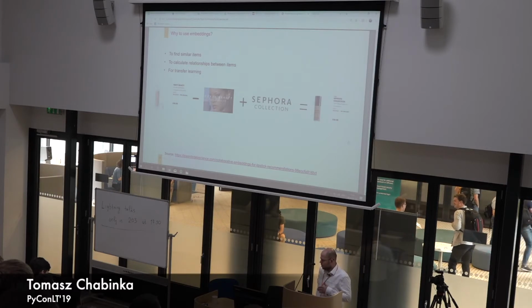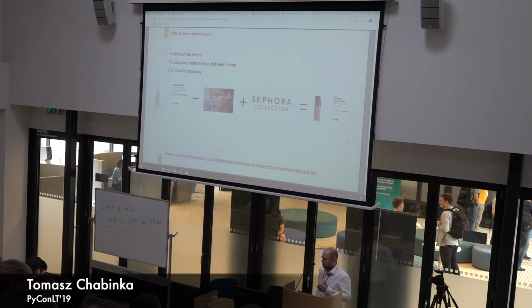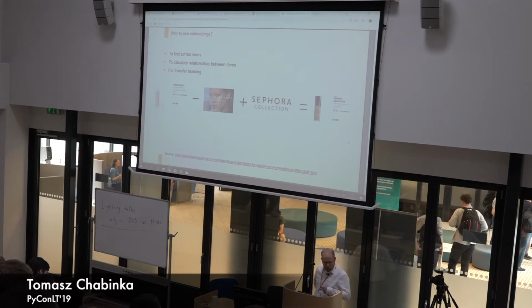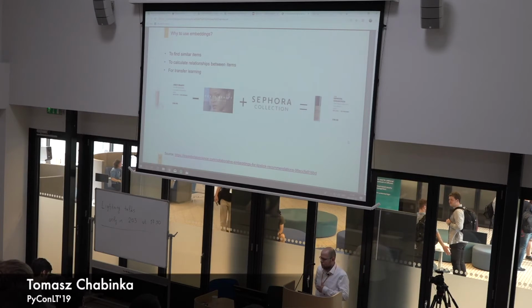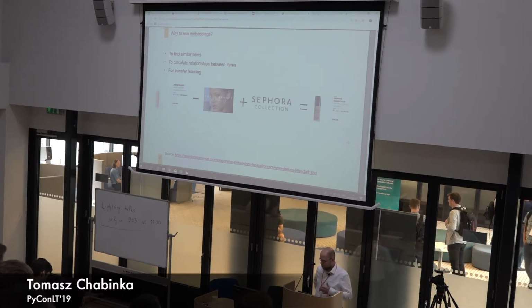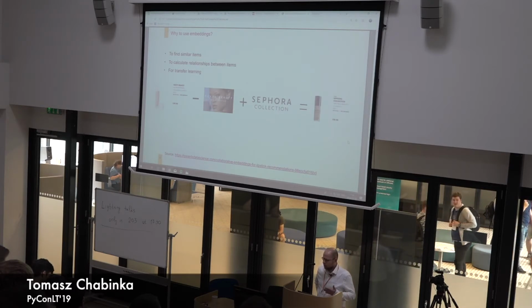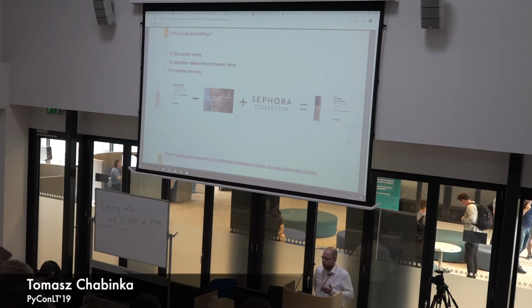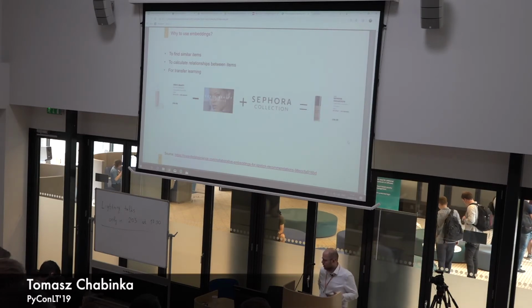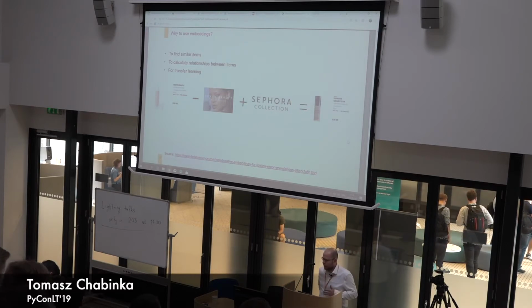And we can use our embeddings for transfer learning. So for example, we can create embeddings to predict what the shop's user will buy, and based on that we can create, for example, some profile of this user, or what kind of consumer he or she is, and use it in other problems related to finance or to marketing.